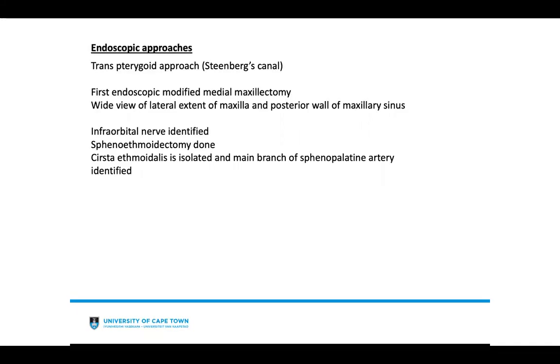And then one of the endoscopic approaches I did want to mention was the transpterygoidal approach. That's to access Sternberg's canal. So first, you would need to do an endoscopic modified medial maxillectomy. That should give you a really wide view of the lateral extent of the maxilla and the posterior wall of that maxillary sinus. You'll identify your infraorbital nerve. You'll do the sphenoethmoidectomy. You'll locate your crista ethmoidalis, and then you also want to locate the main branch of your SPA.